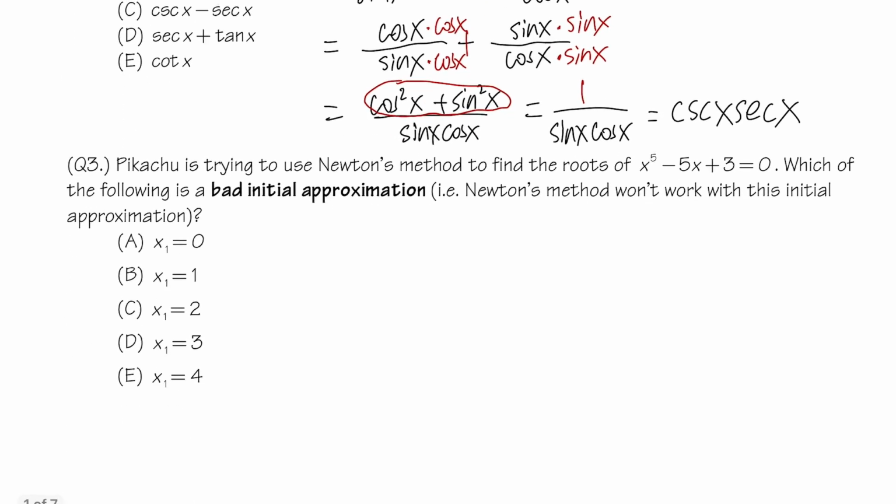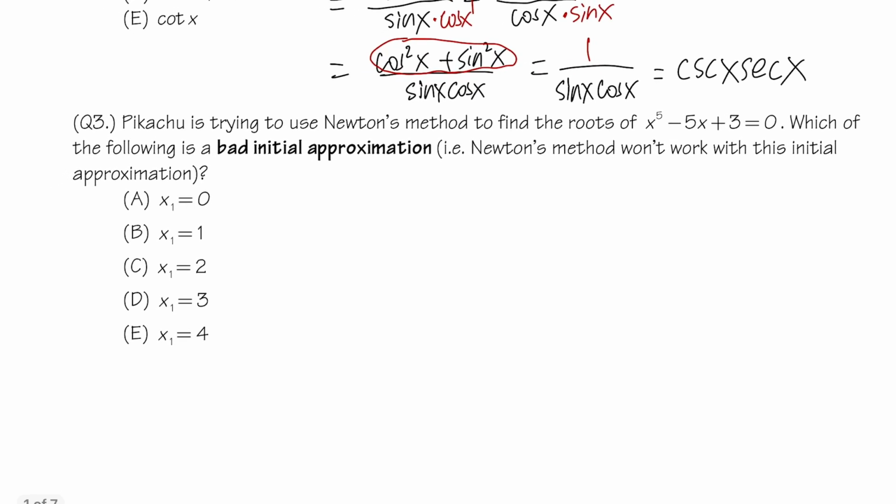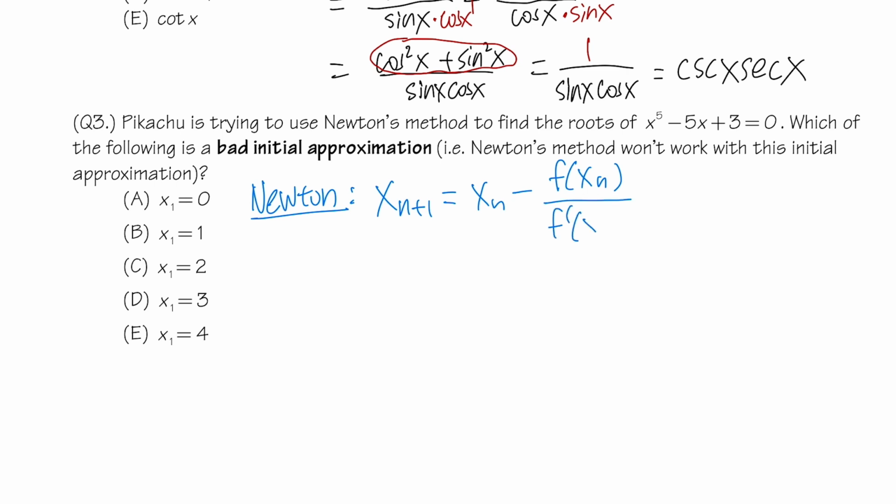Okay, next, number 3, we have a Pikachu question. Pikachu is trying to use Newton's method to find the roots of this equation. Which of the following is a bad initial condition? AKA, Newton's method won't work with this initial guess. So what exactly do we do though? Well, let me recall the formula for Newton's method. The main thing is that we have x n plus 1, which is equal to x n minus the function at the previous x value, x n, and then we divide it by f prime of x n.